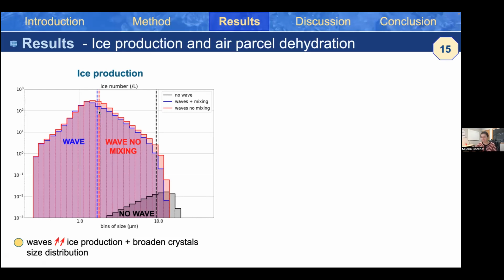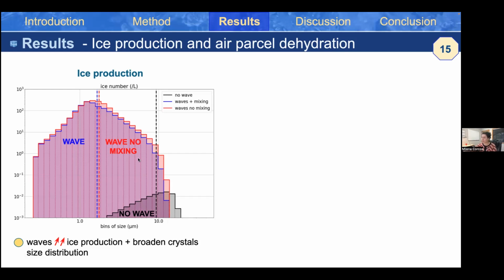The waves also have broadened the population of ice crystals, but only towards the smaller sizes, and the bigger sizes are not represented anymore. And we can explain that by the fact that these very high cooling rates from the gravity waves will generate a lot of smaller ice crystals that will capture all the humidity, and so there won't be enough humidity for further growth of the crystals.